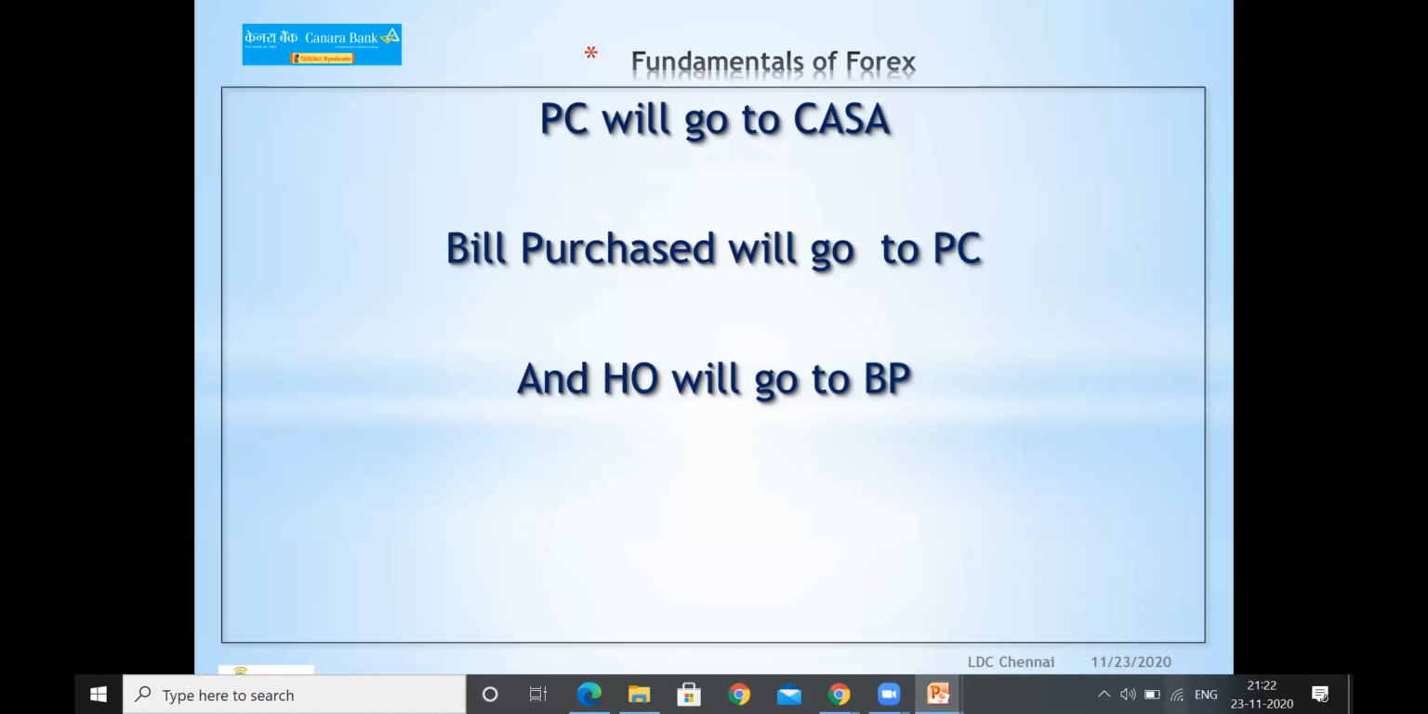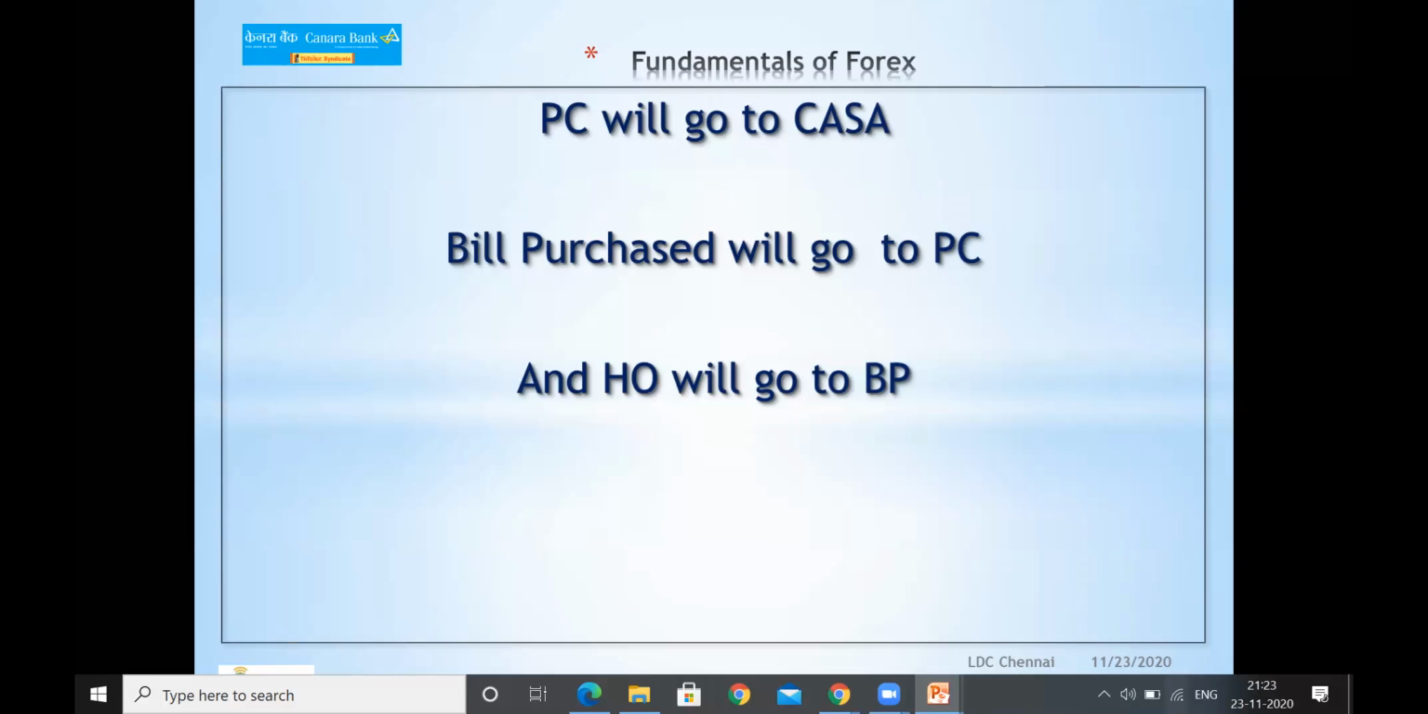Very important. When you are giving a loan before shipment, that is called packing credit. It goes to CASA. When shipment is made, you are giving a loan once again, by debiting bills purchased; it's a bill purchase, bill discounting. This amount, once again, should not go to CASA. Very important: this bills purchased amount will go to the existing PC account only.